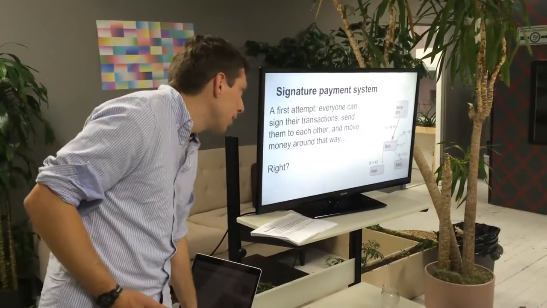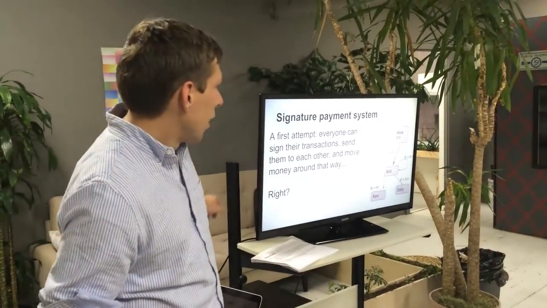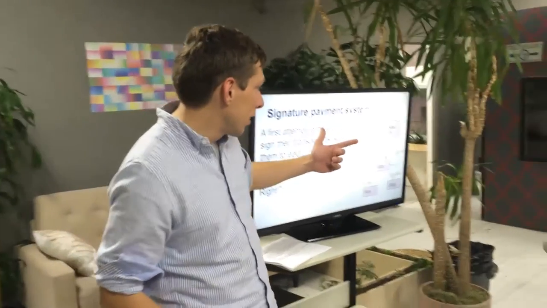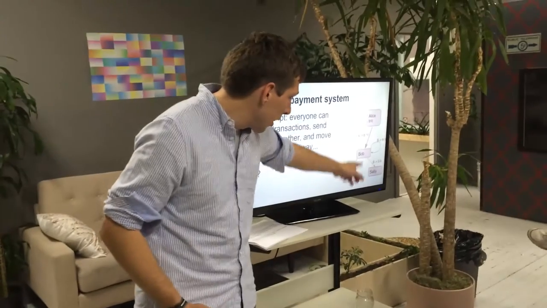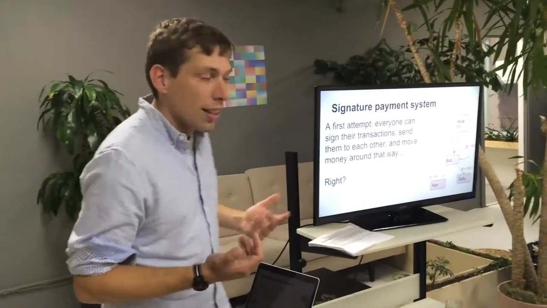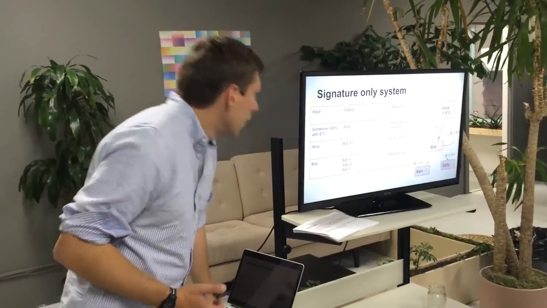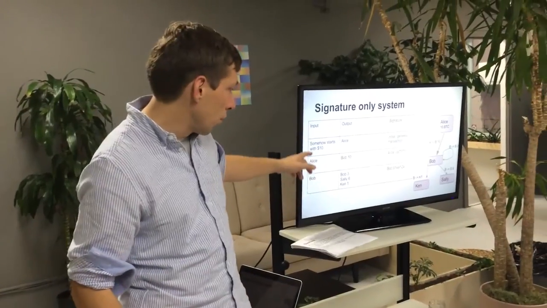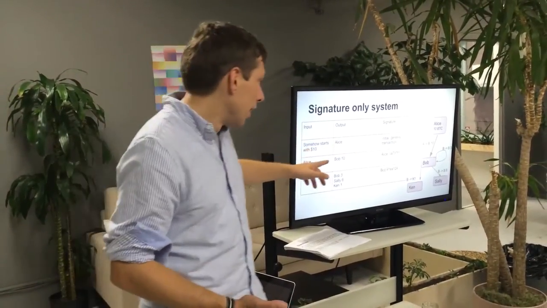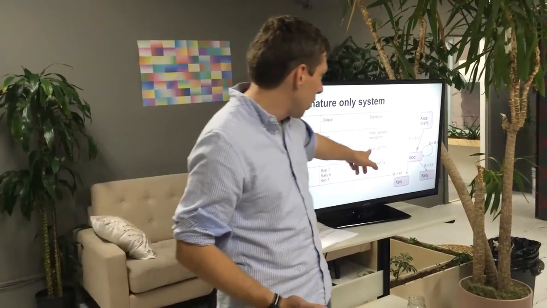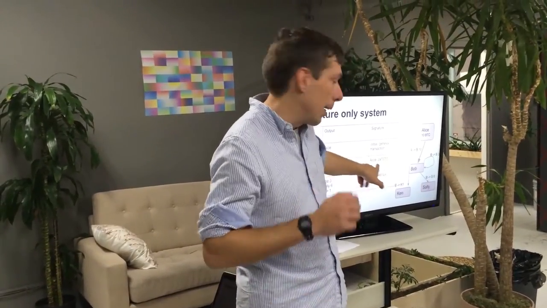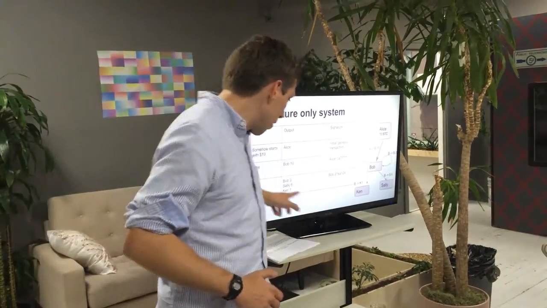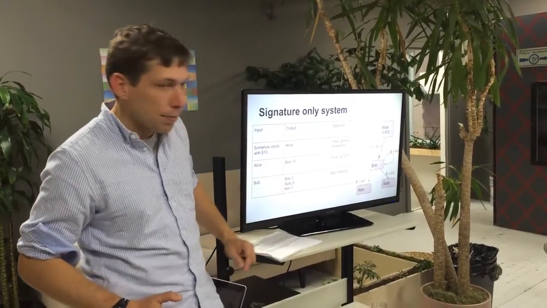You can have a global payment system. So here's the first attempt. Everyone can sign their transactions, send them to each other, and move money around that way. So Alice sends $10 to Bob, Bob sends $6 to Sally, $1 to Ken, and $3 back to himself. So we sign transactions that have inputs and outputs and a signature. Somehow Alice starts with $10. I don't know how that gets started. Then Alice sends Bob $10, signed by Alice, some random-looking number. Bob then signs with Bob's signature and outputs $3 to Bob, $6 to Sally, $1 to Ken.